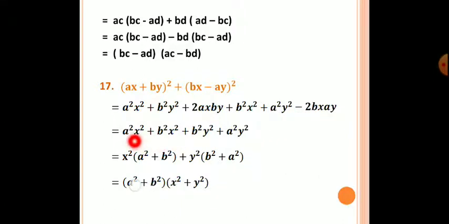So what is remaining is a square x square, plus we have brought this over here, b square x square plus b square y square plus a square y square. Out of this we can take x square common. What is remaining is a square plus b square. From the third and the fourth term we can take y square common. What is remaining inside is b square plus a square. Now whether we write a plus b or b plus a, it's the same thing. So one of the factors is a square plus b square and another factor is x square plus y square.